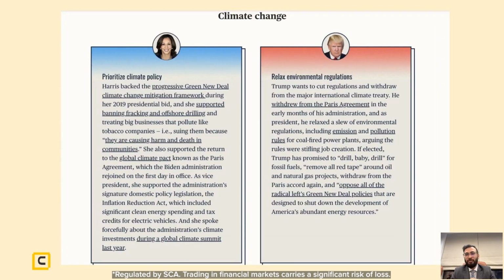Then we talk about climate change. We have seen in the past that Donald Trump does not really support climate change action at all.